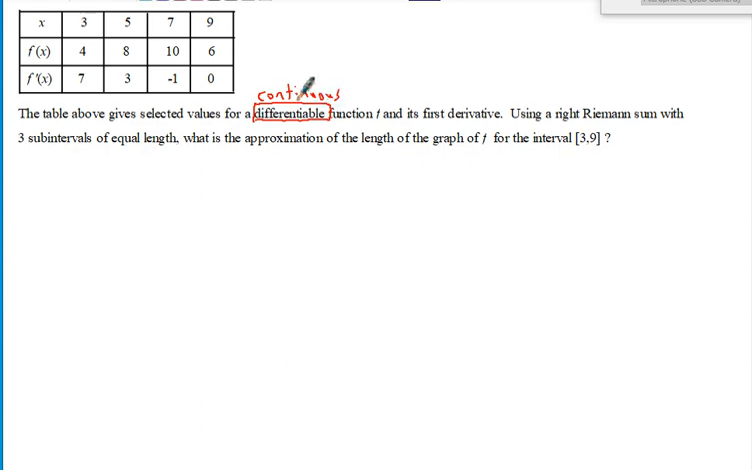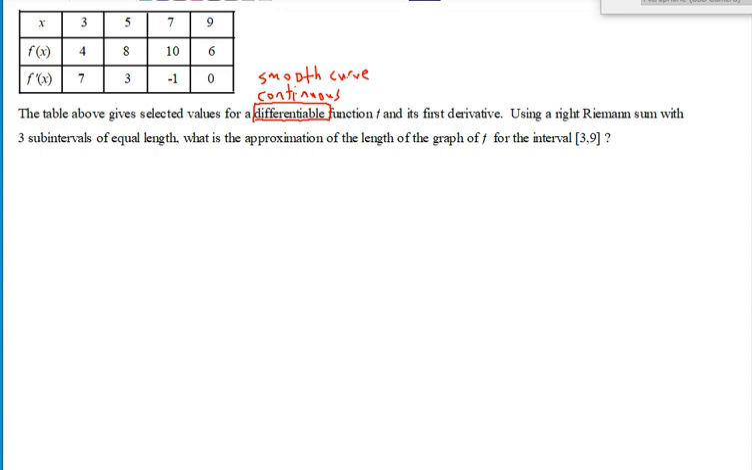And the important thing as it relates to arc length is, remember, the arc length formula only works for smooth curves, or curves that are smooth on a certain interval, where there's no corners or cusps. So differentiable also tells you we've got a smooth curve that we can use the arc length formula on.